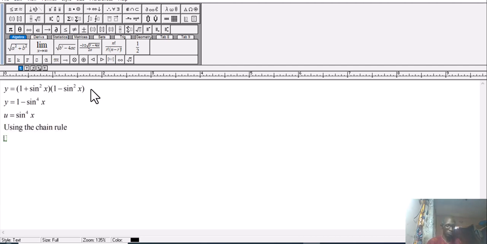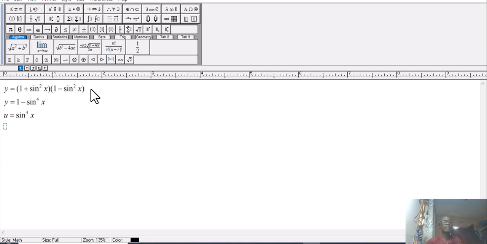Using the chain rule, we have dy/du, dx, which should be, so we have du, so sorry, I'm making a mistake. So now we have gotten this.